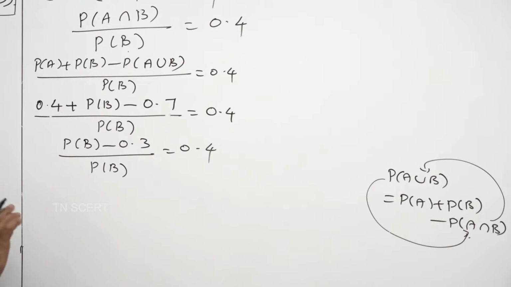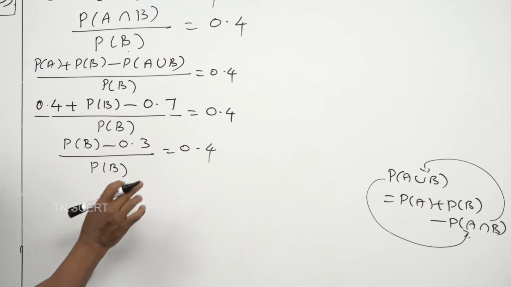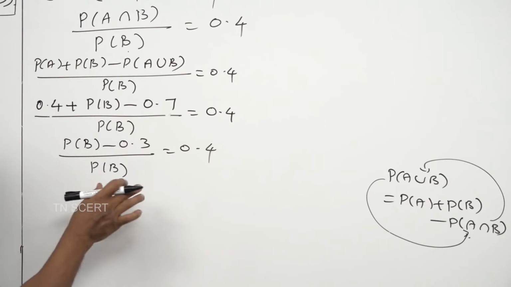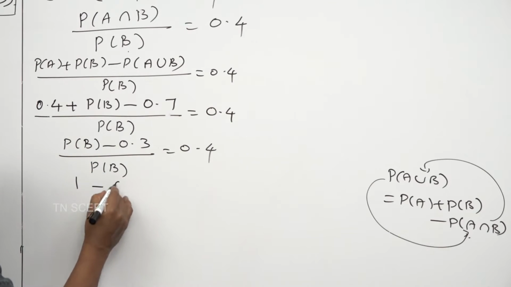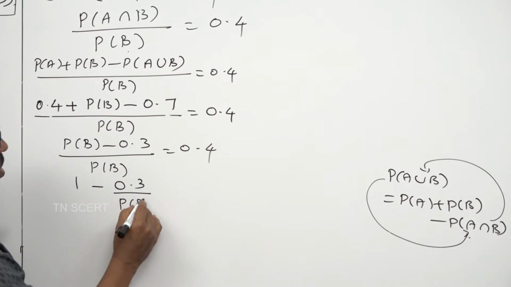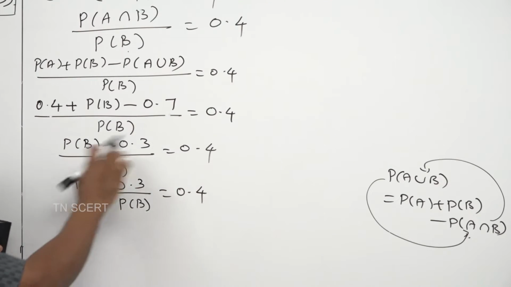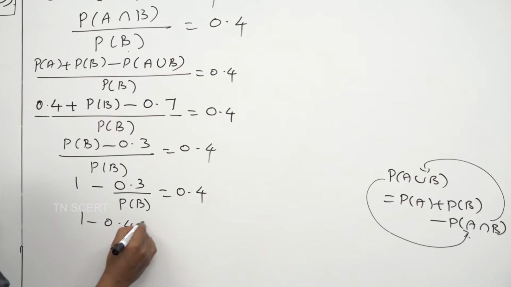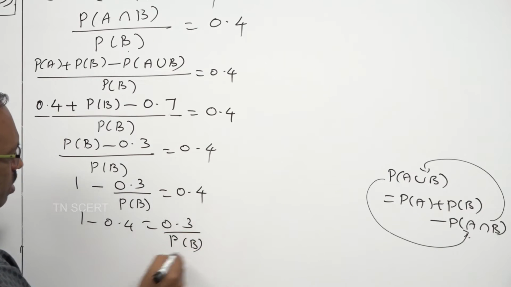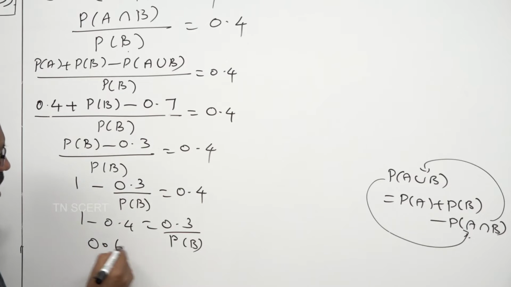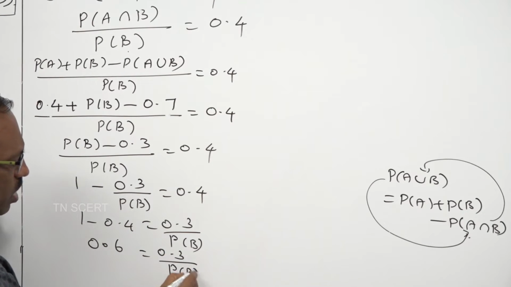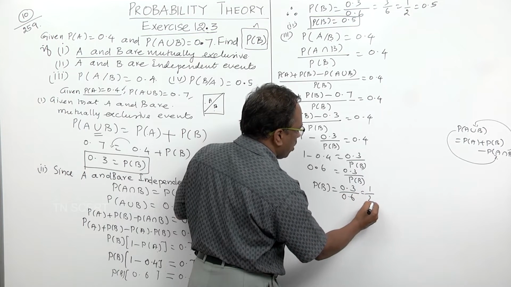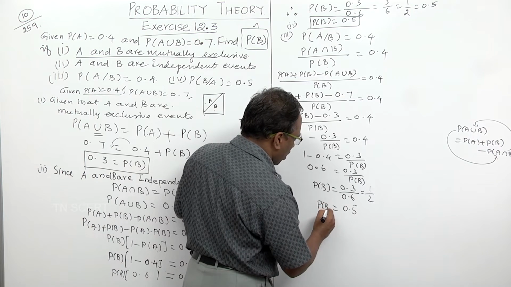Now you can do only the simplification part, just a simple strategy, just apply, you will get the answer here. So what we can do, just cross multiply, or just divide this part. P of B by P of B is 1, minus 0.3 by P of B is equal to 0.4. Just minimizing some steps, A by C minus B by C, like that. So 1 minus 0.4, which is equal to 0.3 by P of B, which is 0.6, and here 0.3 over P of B. Cross multiplying, P of B is equal to 0.3 by 0.6, which is equal to 1 by 2, which is 0.5. That is for the second one.